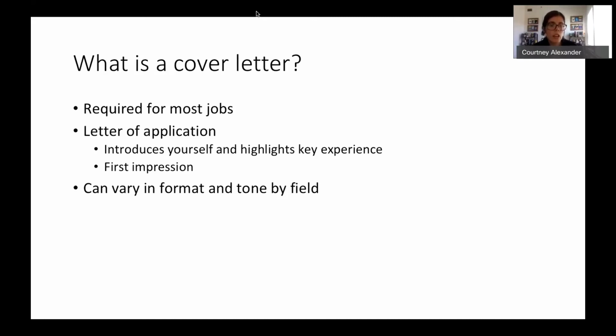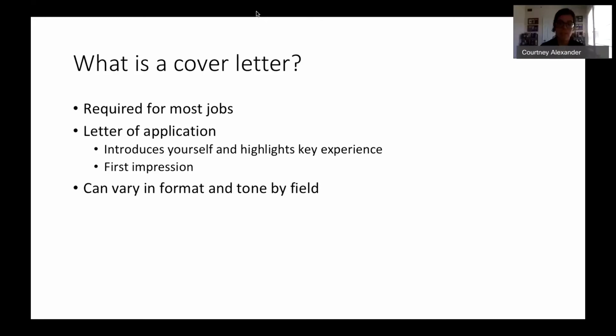Cover letters vary in format and tone by field. So if you're applying for something in the science field, it's going to be more formal and scientific and speak to your skills and your hands-on skills in particular. Whereas if you're applying to something in advertising or a more creative field, your cover letter might be more casual and creative.